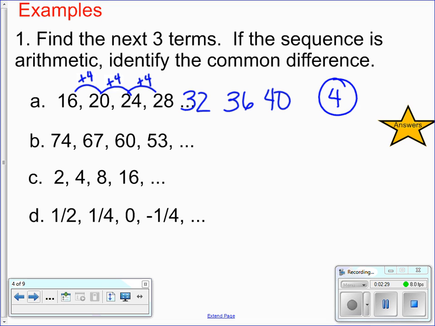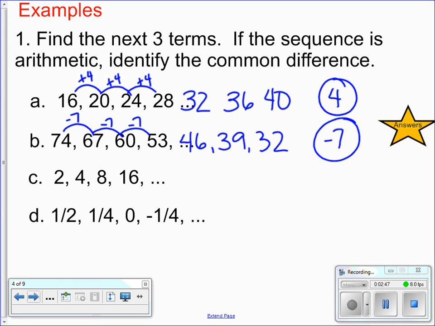In B, what's happening here? It's going down by 7. This is going down another 7, and this is going down another 7. So my next numbers would be 46, 39, and 32. And my common difference is negative 7.